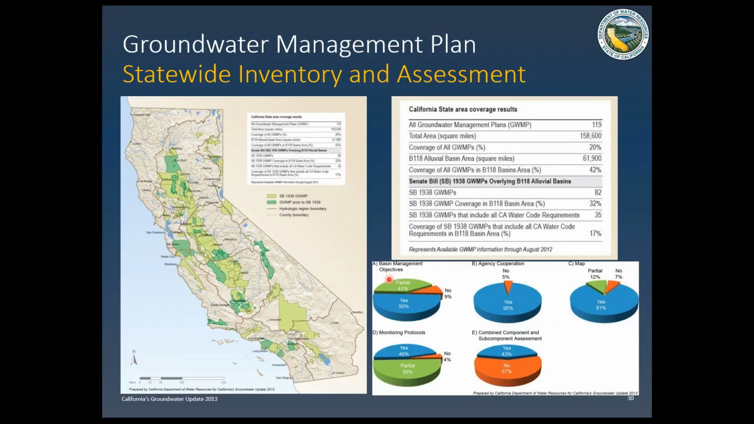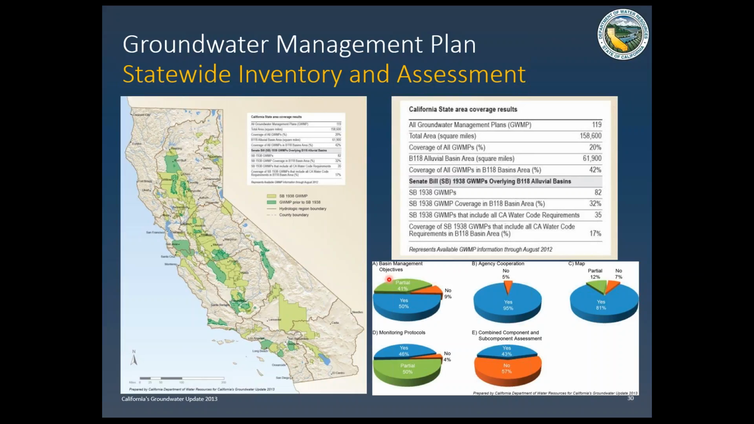Groundwater management. This is the statewide view, so it gives us a little bit more overall view of what's going on. As of August 2012, we acquired 119 plans throughout the state. We broke them up into two groups. There were post-SB 1938 plans, meaning plans generated in 2002 or later, and they were created to address the SB 1938 required components.